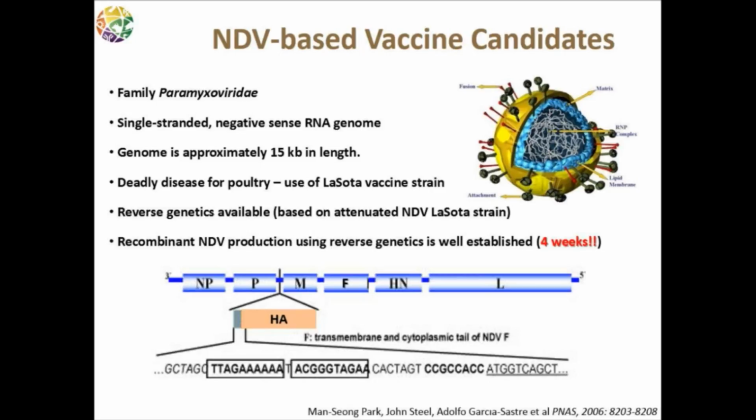In order to create a vaccine candidate, the HA gene is inserted between the P and M genes of Newcastle disease virus, and then after rescue, we have a vaccine candidate ready for trials. For this whole process we work with our collaborators at Mount Sinai School of Medicine, who developed this technology, and it takes them from 2 to 4 weeks to develop a vaccine candidate.